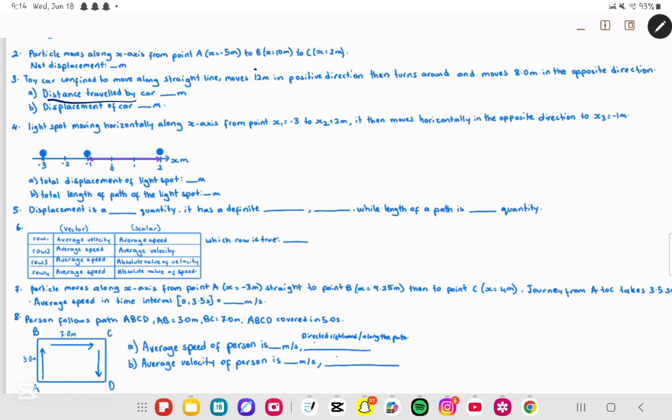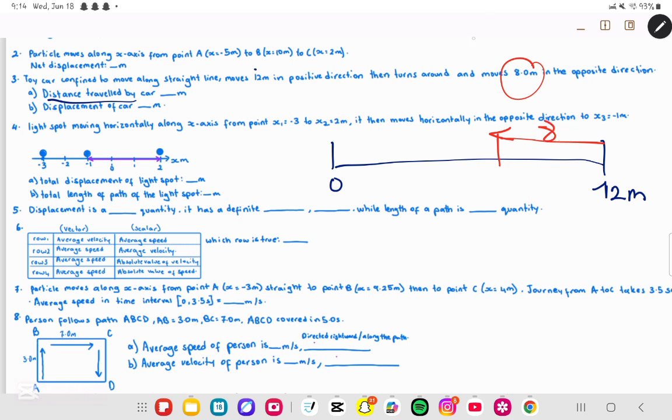So let's draw it together. Let's say it was at 0 initially. So from 0, it moved 12 meters. Then after moving 12 meters, it moves back another 8 meters. So let me just extend the line because this is too small for 8 meters. So it moves 8 meters back.